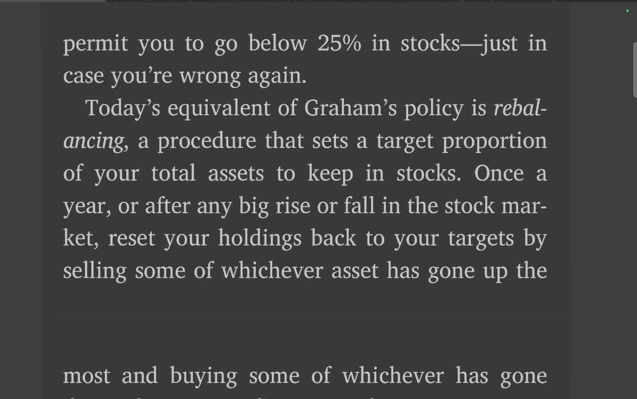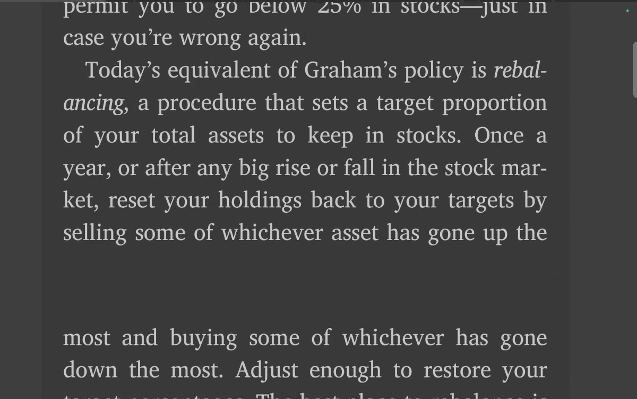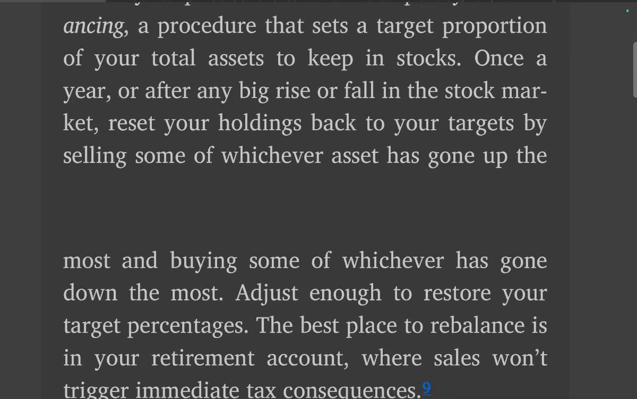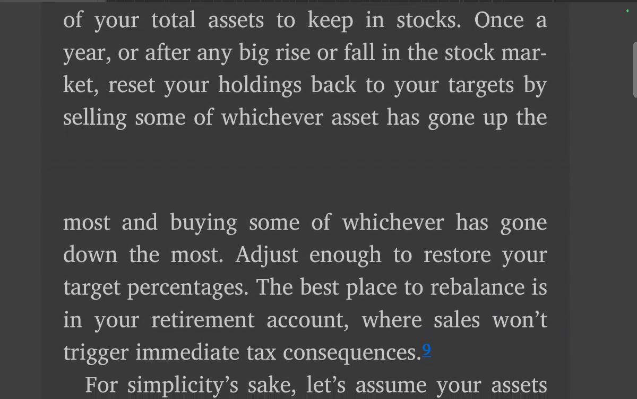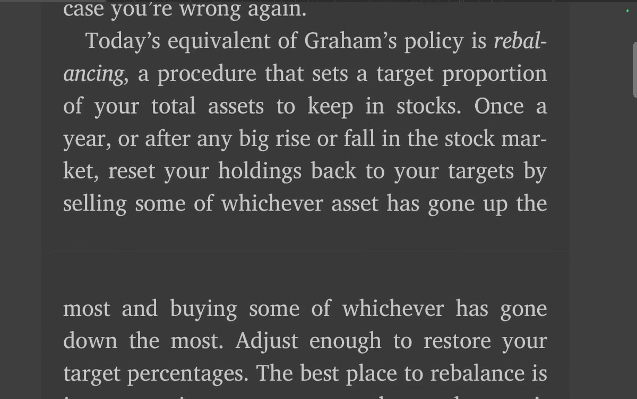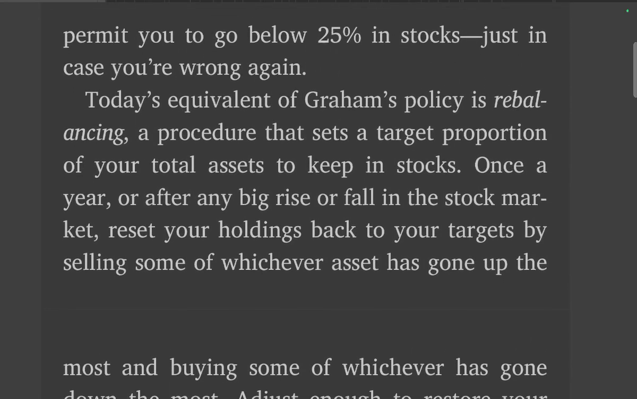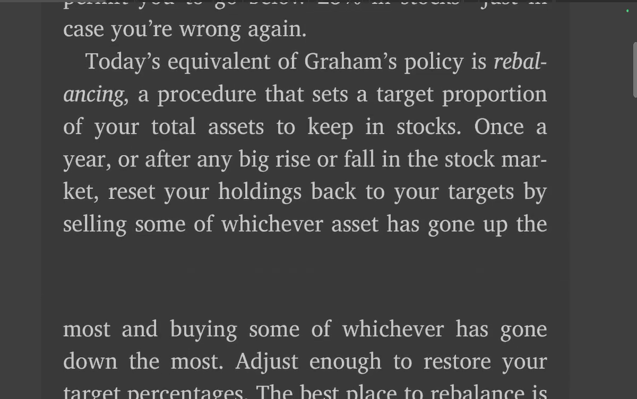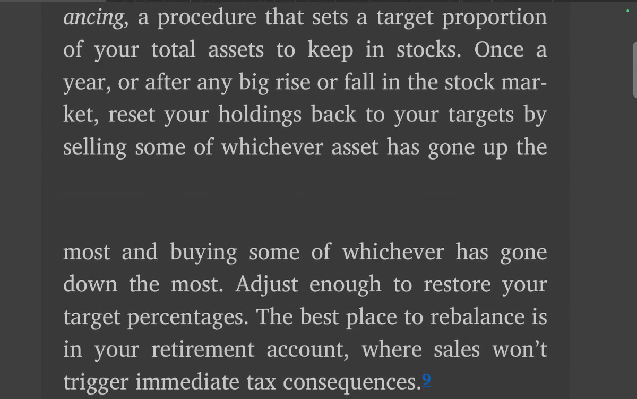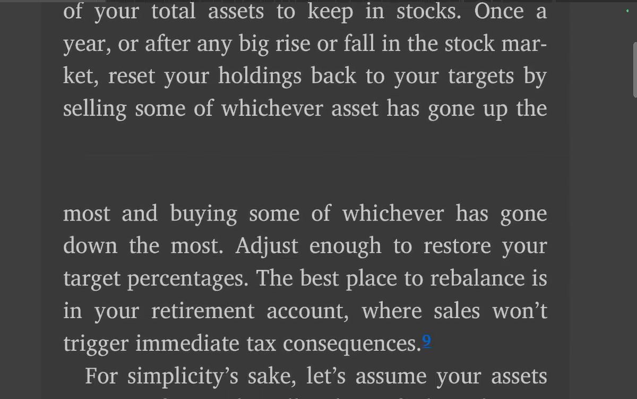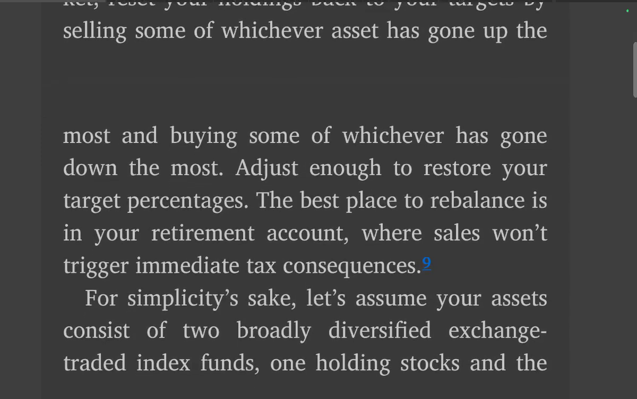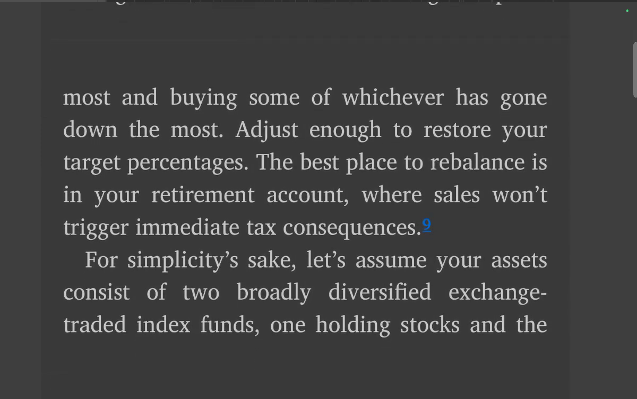Today, the equivalent of Graham's policy is rebalancing, a procedure that sets a target proportion of your total assets to keep in stock. Once a year, after any big rise or fall of the stock market, reset your holdings back to your target by selling some of whichever asset has gone up the most and buying some of whichever has gone down the most. Adjust enough to restore your target percentage. The best place to rebalance is your retirement account, where sales won't trigger immediate tax consequences.